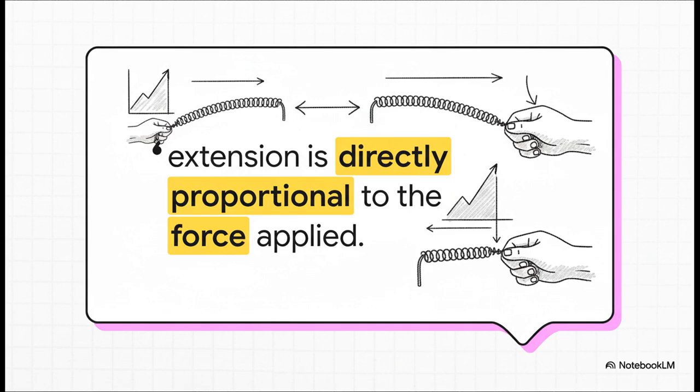So what on earth does directly proportional actually mean? Honestly, it's really simple. If you double the force you're pulling with, you get double the stretch. Triple the force, you get triple the stretch. It's this perfect straight line relationship.